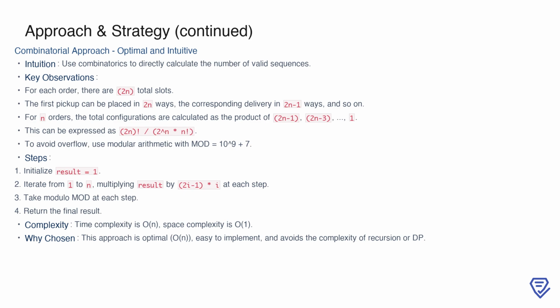To avoid issues with large numbers, we use modular arithmetic with mod set to 10 to the power of 9 plus 7. The implementation is straightforward: initialize the result to 1, and for each order from 1 to n, multiply by (2i-1) times i, taking modulo mod at each step. This approach is optimal, with a time complexity of O(n) and a space complexity of O(1). Its simplicity and efficiency make it an excellent choice.